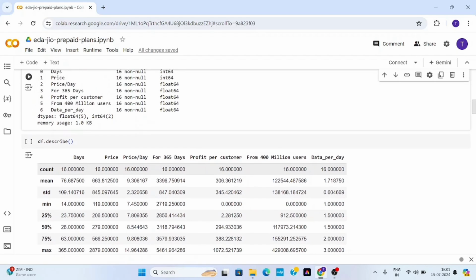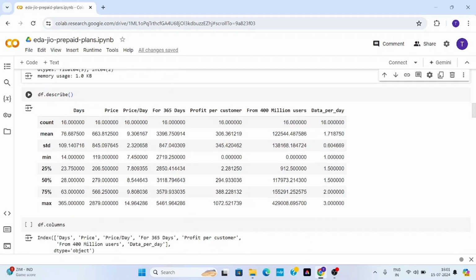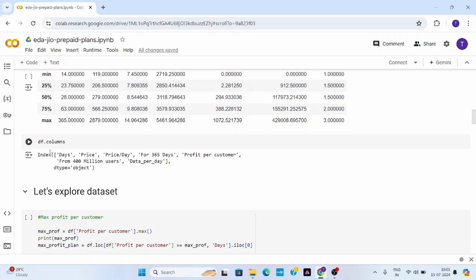That's it. And we have around 16 columns. You can also see what this 16 represents. 16 rows. It's not columns, it's rows. And 76 is the mean of days. That means the mean is 76 and the standard deviation is 109. The minimum they are providing is 14. The maximum is 365. The 25th percentile, that is the first quartile, is 23.7. The half mark is 28, and the 75th percentile is 63. This is provided for all the columns. So these are the columns present. To get all column names, just use df.columns.